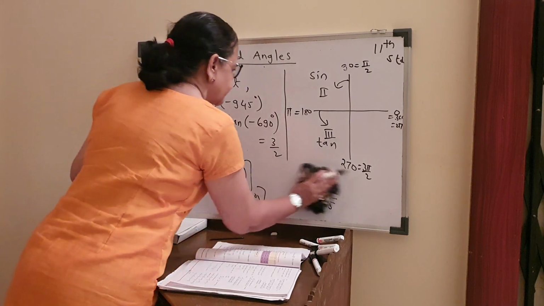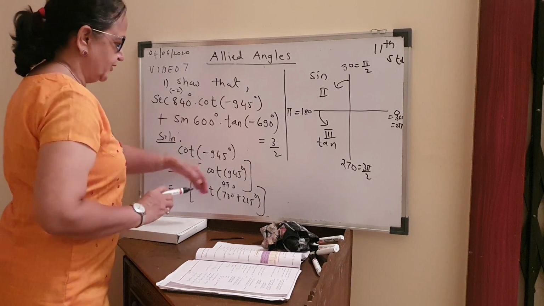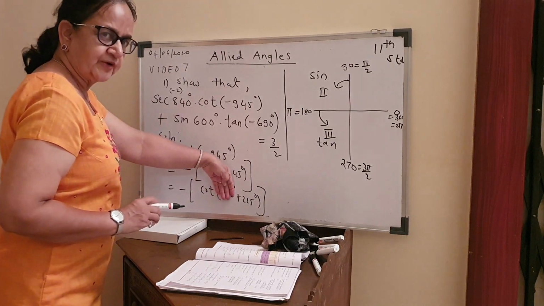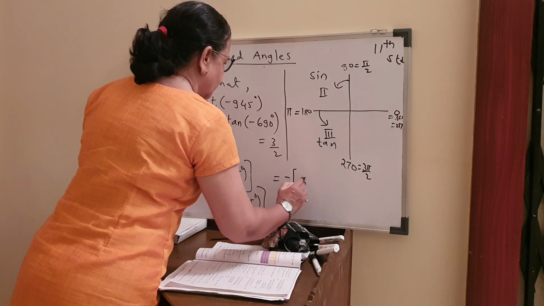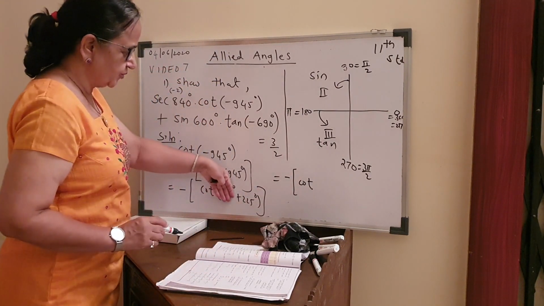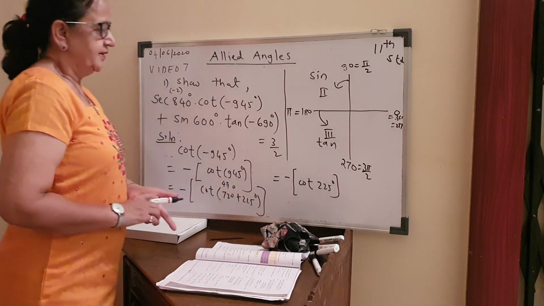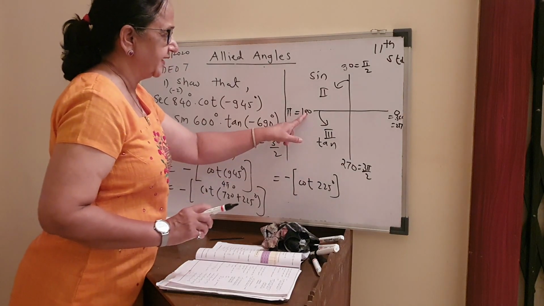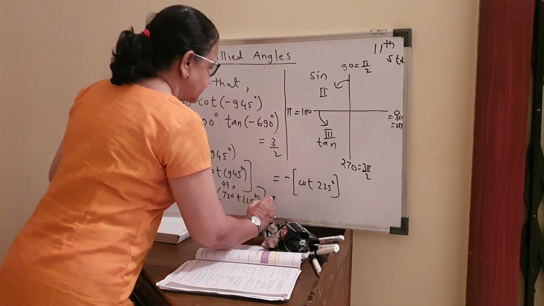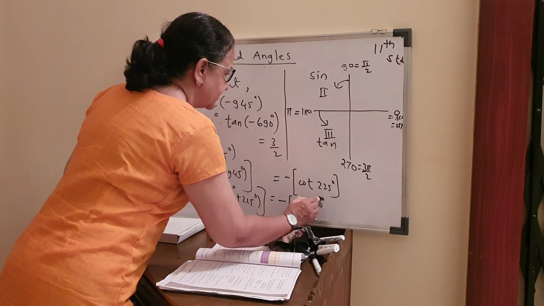Bracket closed. Again on top, 720 is 4 pi. Omit 4 pi. What did I get? 225. So minus sign outside, inside cot of, I just omit 4 pi. What remains is 225. 225 is not a standard value. So I'll now take the help of 180. Correct? So it is minus sign outside, inside, cot of 180 degrees plus 45 degrees.